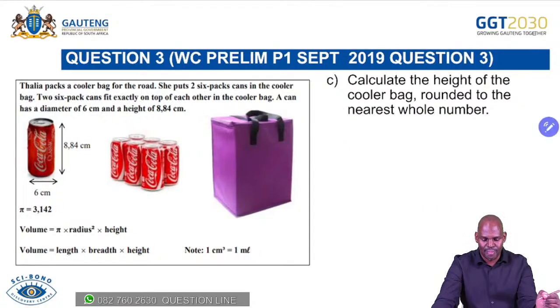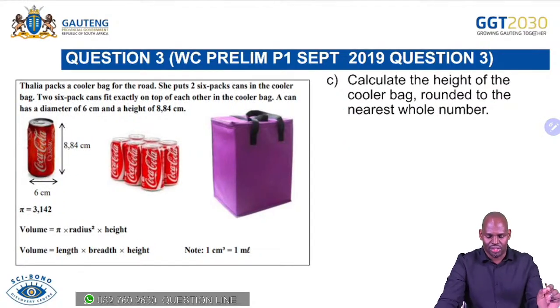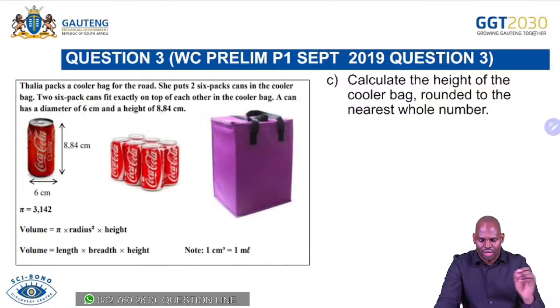Still the same question, question 3 from Western Cape, Prelim Paper 1, 2019. If you want to refer, that is question 3. Then they say calculate the height of the cooler bag rounded to the nearest whole number. So again, we are going to calculate and we are also going to round off.